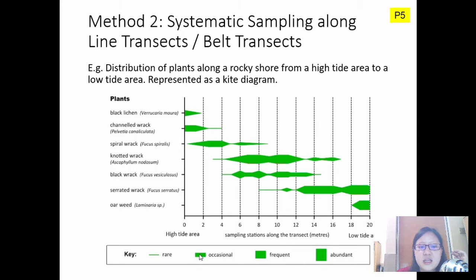Okay, you have different keys here to show you what is what. You can see that knotted wrack is in the middle here. There's none in the high tide area, none in the low tide area here. And so on and so forth. You can see how it changes, how different weeds, how different wracks, wrack is some kind of seaweed-like thing, okay, and how that changes. Different species will prefer different areas along the rocky shore. So yeah, this is distribution. And that's method 2, systematic sampling along line transects or belt transects.